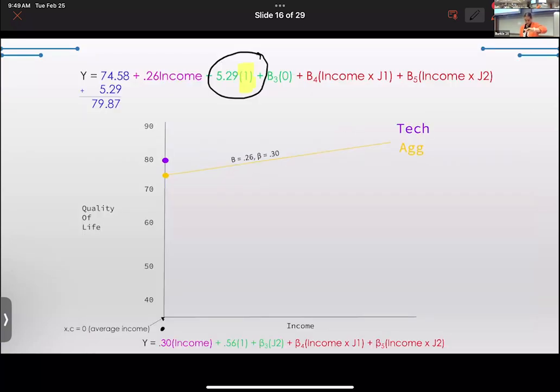So remember, here we have average income. If you are saying, I've got people who make average money in their industry, if they're an ag worker, they're predicted to be here. And if they're a tech worker, they're predicted to be 5.29 points higher.